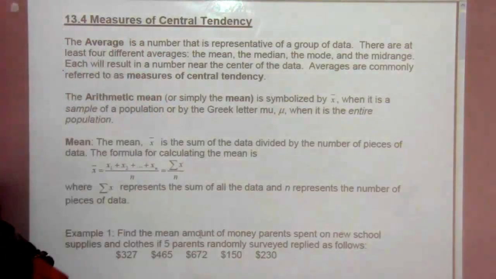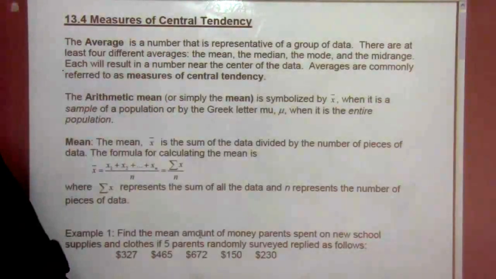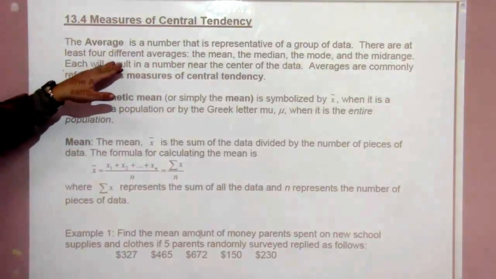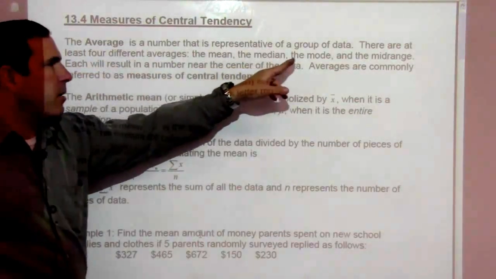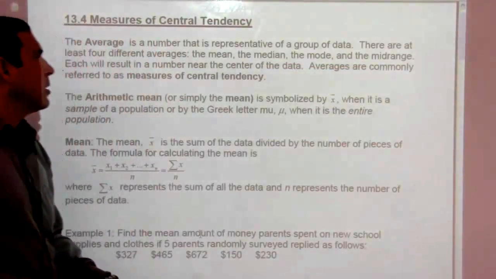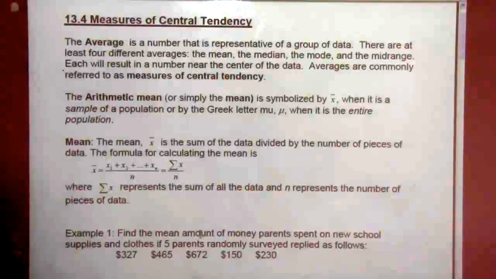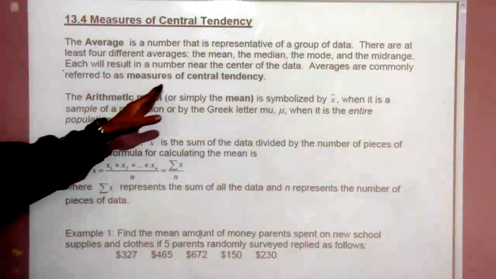So, start with average. Average is a number that is representative of a group of data. There are at least 4 different averages: the mean, median, mode, and the mid-range. Each will result in a number near the center of the data. Averages are commonly referred to as measures of central tendency.